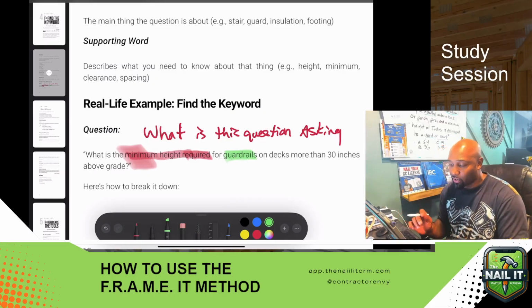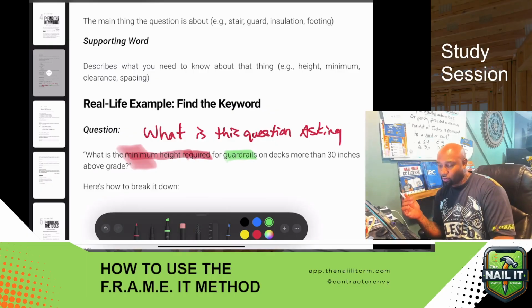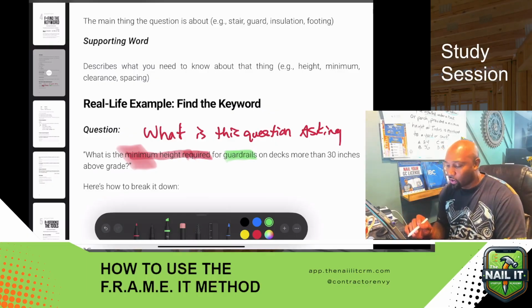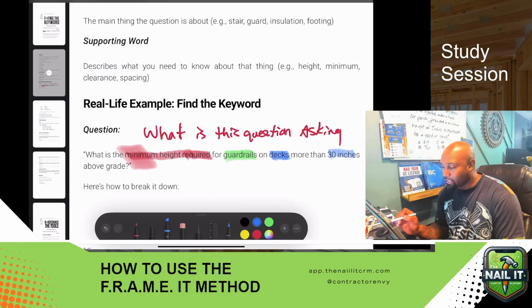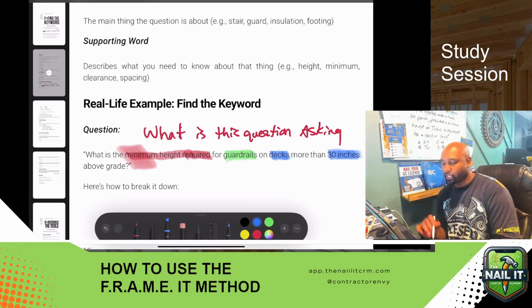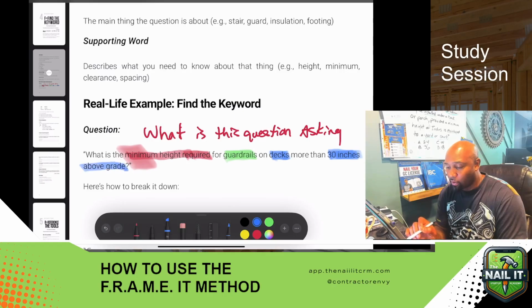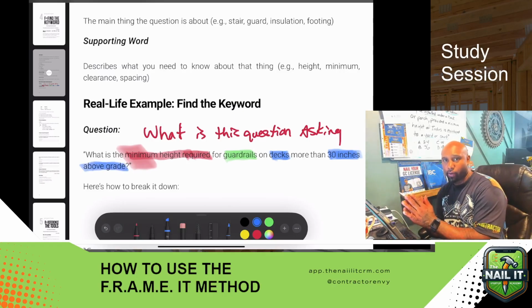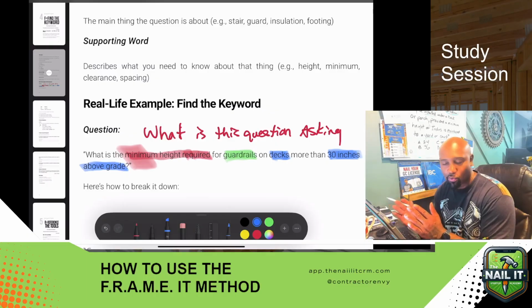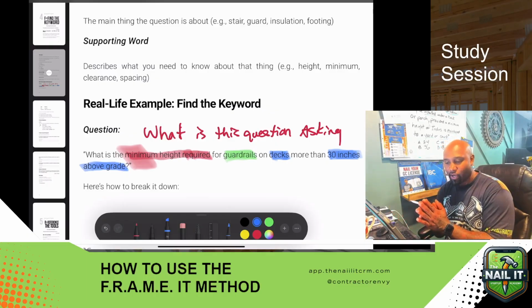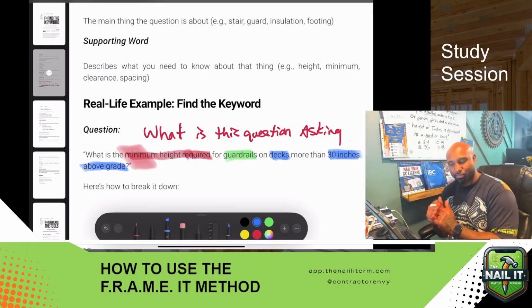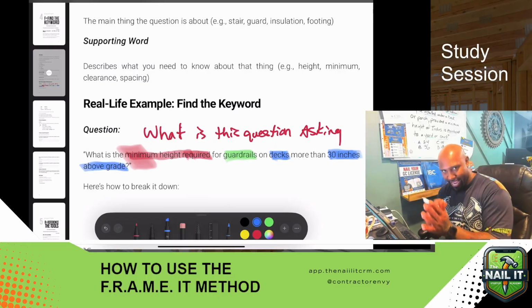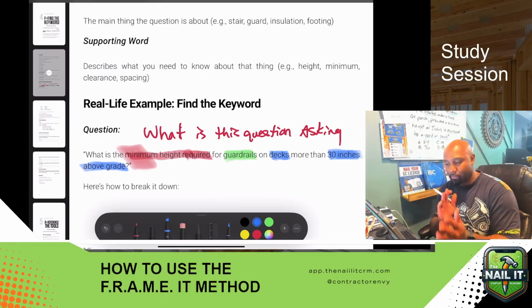That is going to be one of our main keywords. But these guardrails are going to be on decks. That's a supporting keyword. 30 inches, that's a supporting keyword. Above grade, it's a long tail, or short tail, however you want to say it, keyword. But what I'm saying is we really want to be grabbing one word, but sometimes you see above grade, and we've got to tie those together. Or we see minimum height, we've got to put those together.